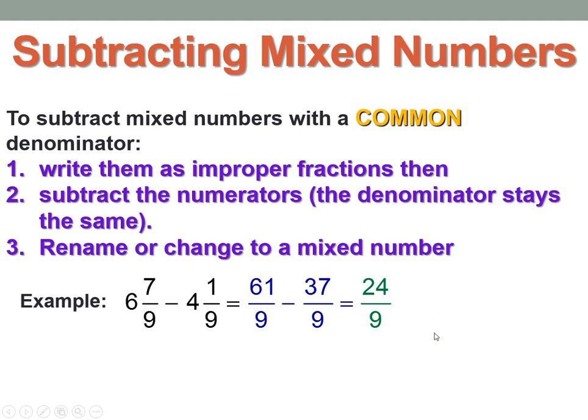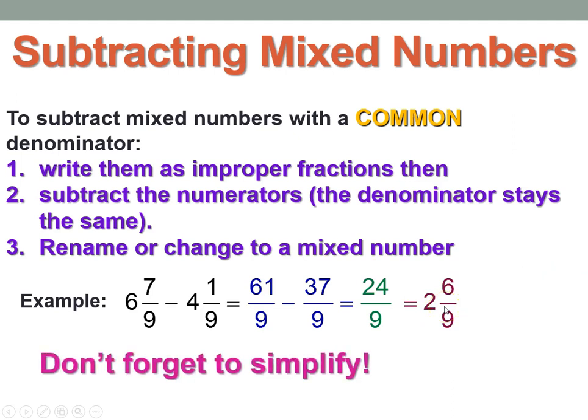Now, that is an improper fraction, so we want to change that to a mixed number. So we say, how many times does 9 go into 24? Well, 9 goes into 24 2 times. That would be 18. And then there would be 6 more left over, so we get 2 and 6 ninths.